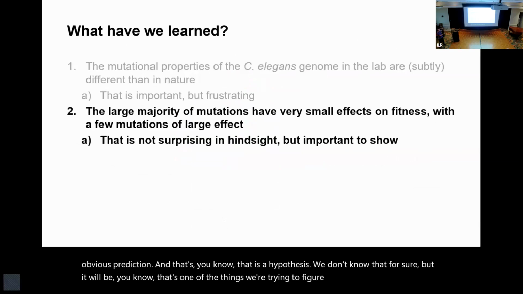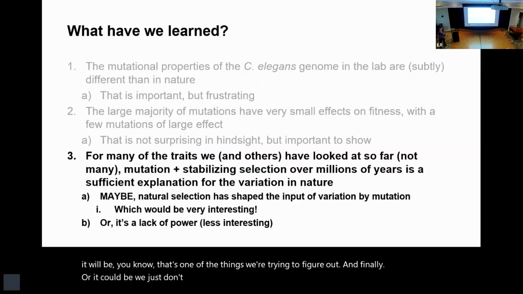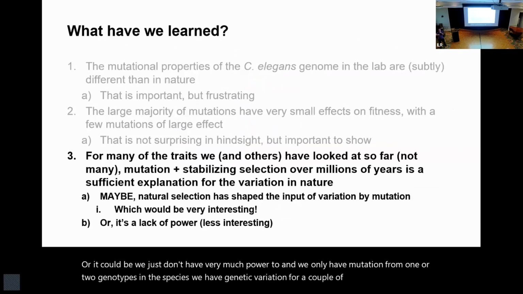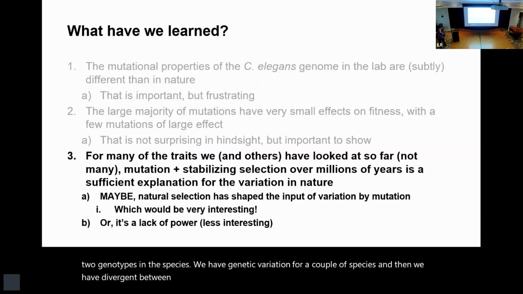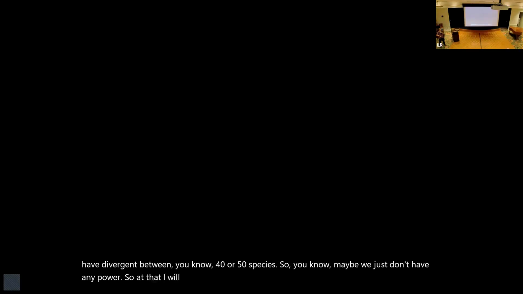And finally, it could be we just don't have very much power to estimate, and we only have mutation from one or two genotypes in a species. We have genetic variation for a couple of species, and then we have divergence between 40 or 50 species. So maybe we just don't have any power. So at that, I will stop and answer questions.